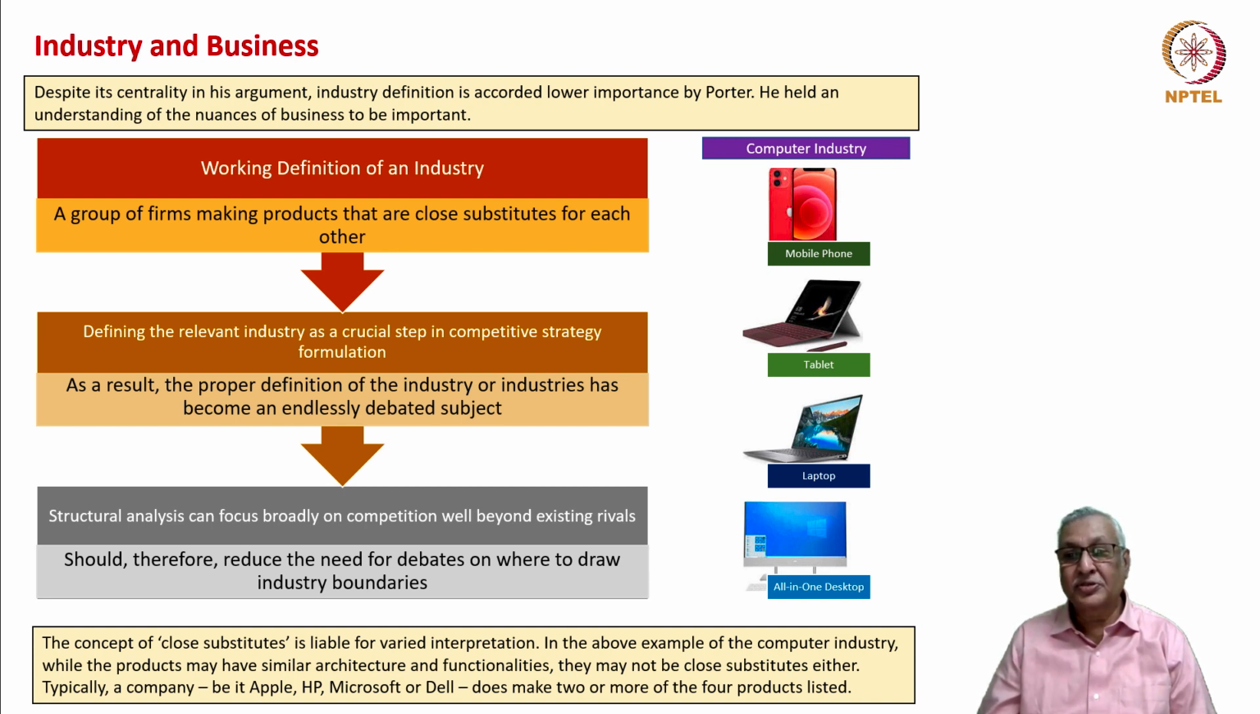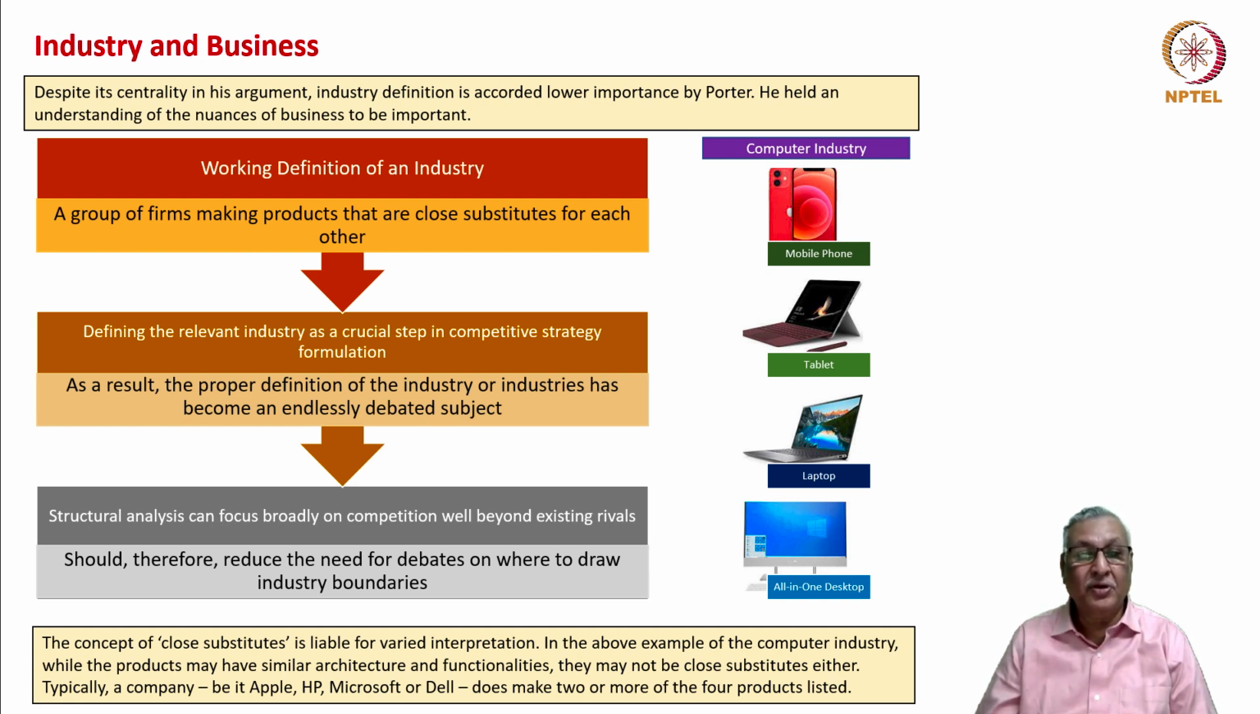Computer industry comprises mobile phone, tablet, laptop, all-in-one desktop. We are calling all of these things as part of computing industry because they are somewhat close substitutes of each other. Once upon a time, a phone was never a close substitute of a computer. However, with the kind of advancements that have taken place in terms of convergence of many functionalities in a mobile phone, we have computer industry covering mobile phones as well. A mobile phone does everything what a computer can do today.